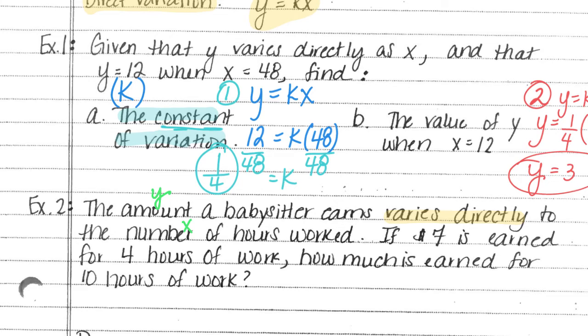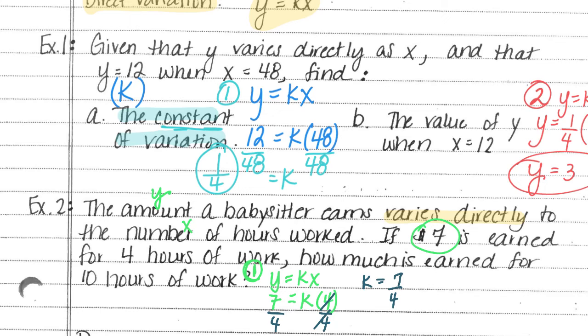So it says if $7 is earned for 4 hours of work, how much is earned for 10 hours of work? So I know I need y equals kx, and it says if $7 is earned. So this is my first step, and I have to find the constant of variation to get to the answer. So the amount earned was $7. We don't know the k, but I know that the x, the number of hours worked, was 4. So when I divide each side through by 4, I know k is equal to 7 over 4.